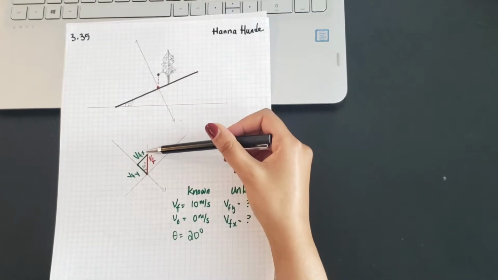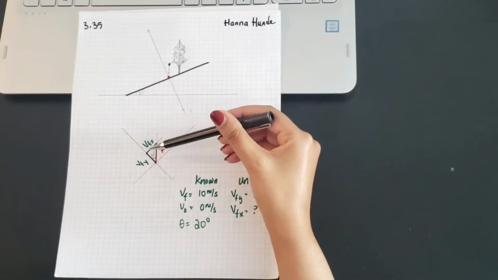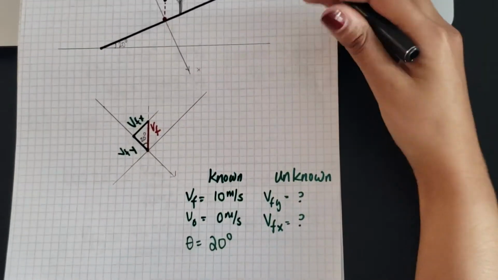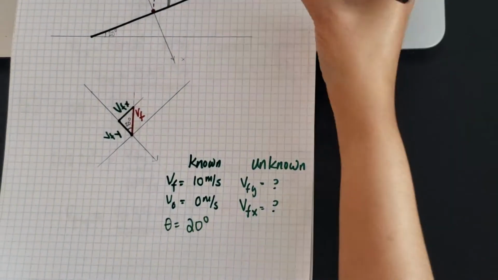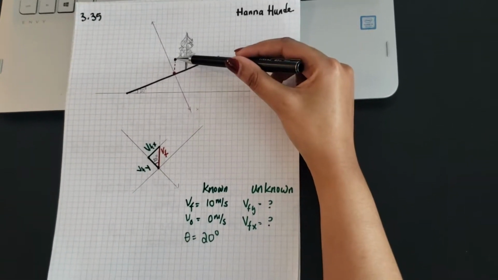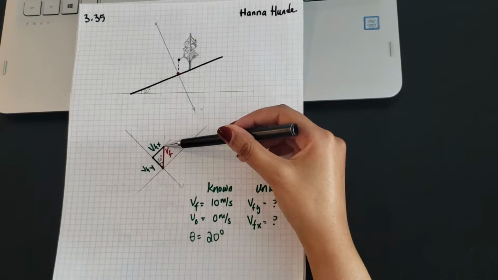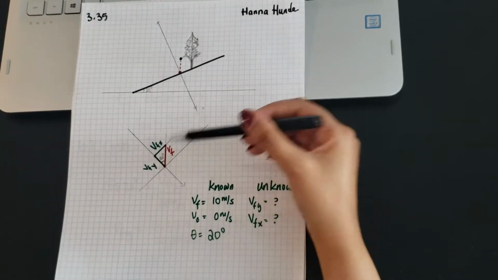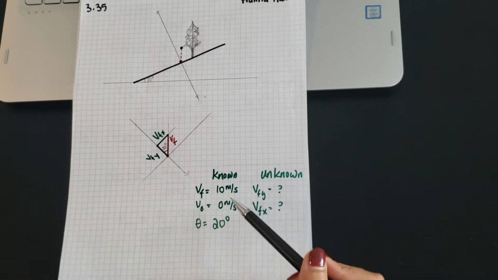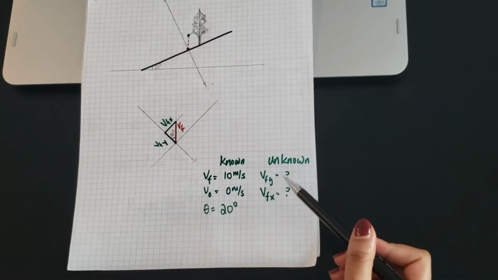And it is gonna be the x component, which is parallel to the ground, and the y component, which is perpendicular to the ground. So we're asked to find the impact velocity. As this is a free-falling object, the impact velocity, which is the maximum velocity, is going to be as it hits the ground. So we're basically asked to find the components of the final velocity. So the knowns are the final velocity, which is 10 meters per second, the initial velocity, which is 0 meters per second, and theta 20 degrees. We're asked to find the y component and the x component.